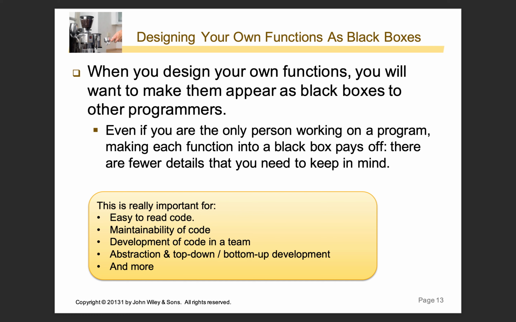The maintainability of your code. Development of code in a team, if you're working with lots and lots of people, instead of everyone having to understand everything, as long as everyone understands how to call things and what they return, that's fine. They don't actually need to understand how they work. It's important for abstraction and top-down or bottom-up development, and there are many more reasons why using functions as black boxes is very useful.